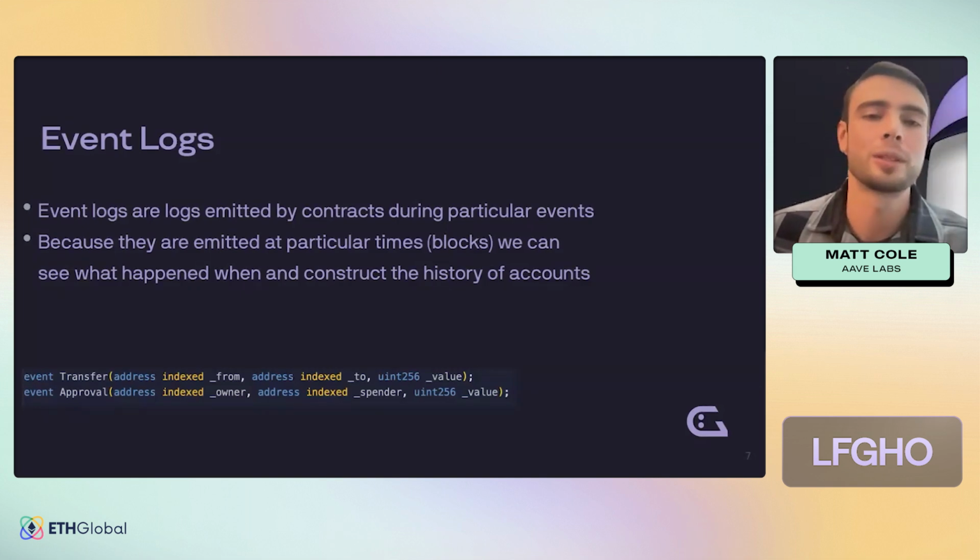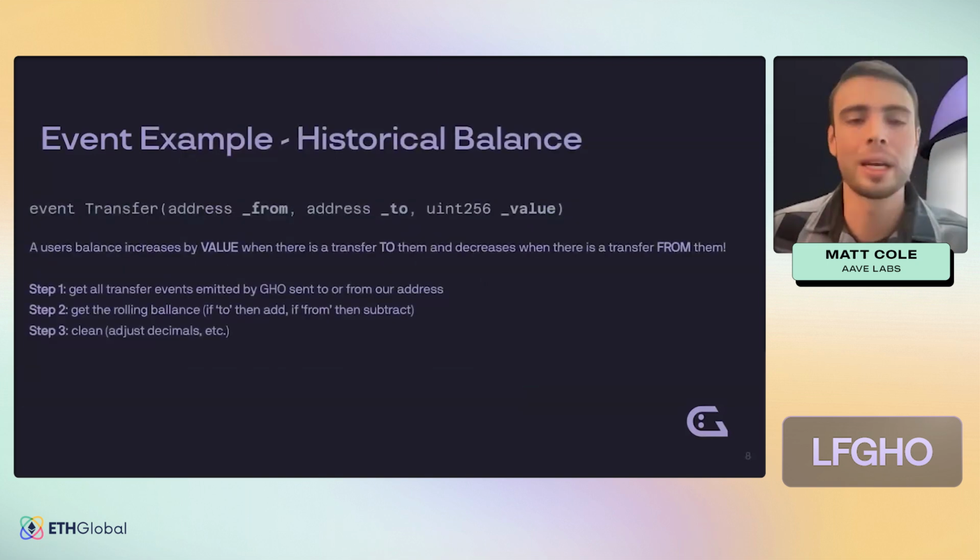And there are events for many different types of actions, right? If you consider an application like Uniswap that might be swapping Go, we can see that there might be swap events and things like that. But just as an example, we can look at how we might find the historical balance of a particular user using events. Whenever there's a transfer, whenever Go moves from one address to another, a transfer event gets emitted.